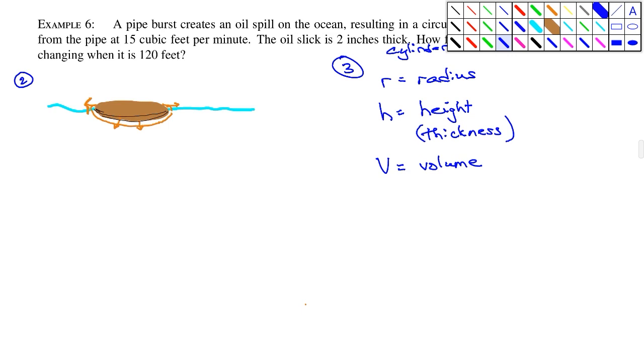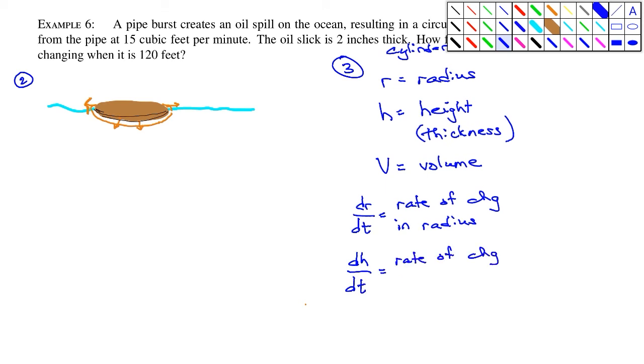Then we need the derivative variables. We need dr/dt, which is the rate of change in radius. We need dh/dt, which is the rate of change in height or thickness. And then we need dV/dt, which is the rate of change in volume.